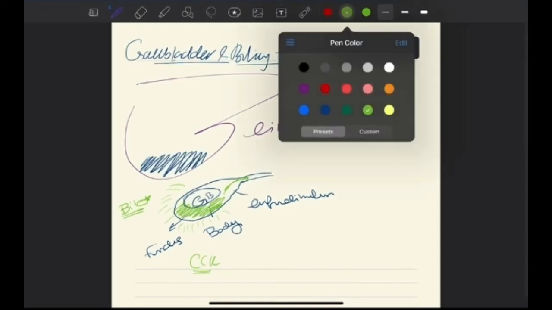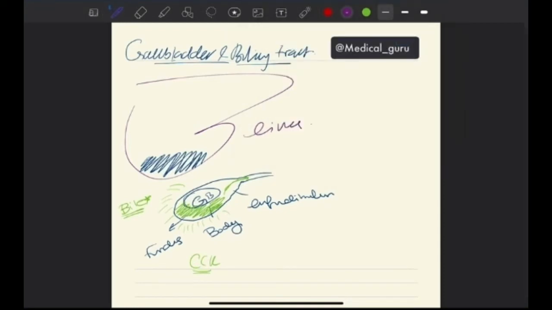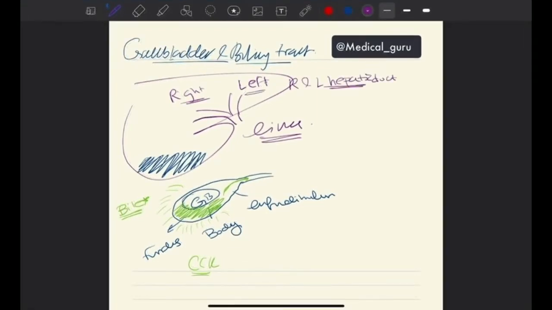Now, before we get into this tract, let's just go back to the liver. The liver has two main ducts. We have the right and left hepatic ducts. These terms are actually self-explanatory. We have the right and left hepatic, again referring to the liver, forming the common hepatic.